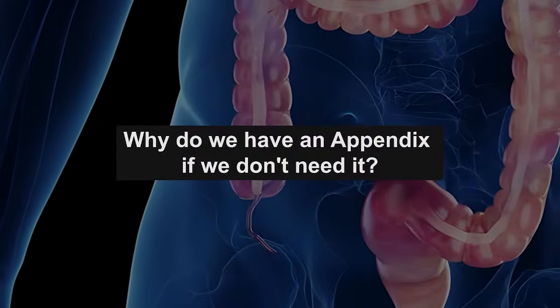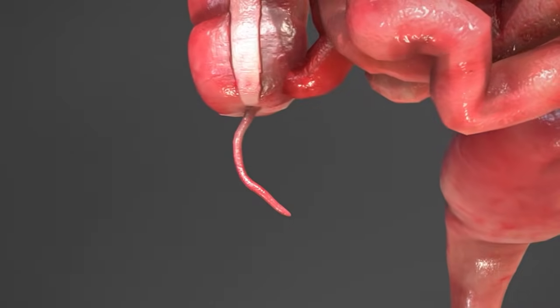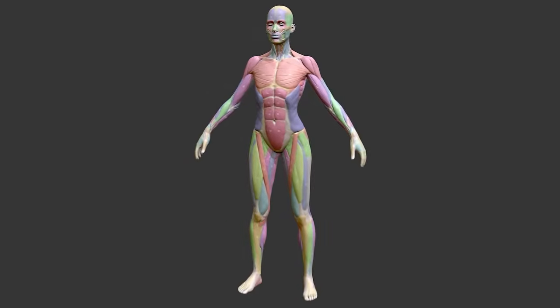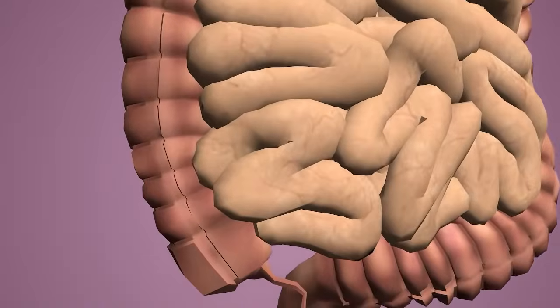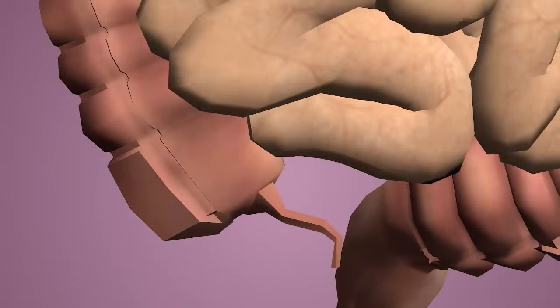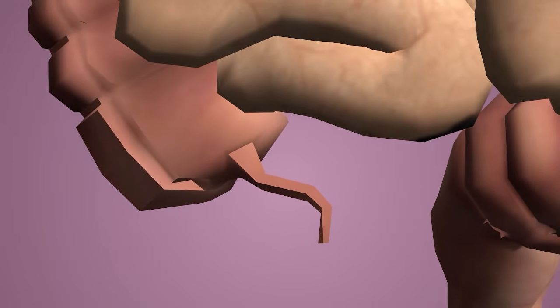Why do we have an appendix if we don't need it? For a long time, the appendix was considered a useless body part, something left over from evolution that no longer served a purpose in modern humans. Many people still believe that we don't need it at all, especially because people can live without it. But modern biology and anatomy tell a more interesting story.